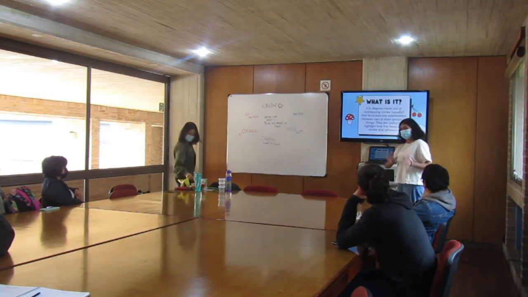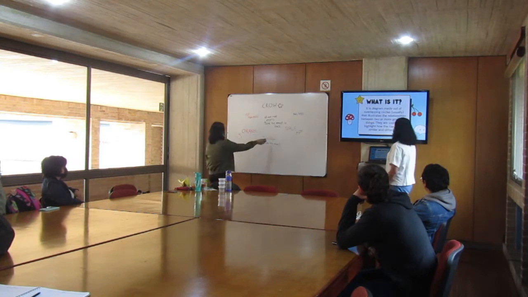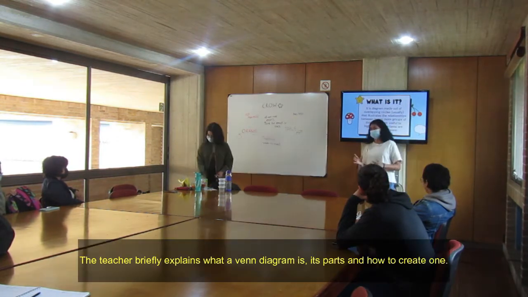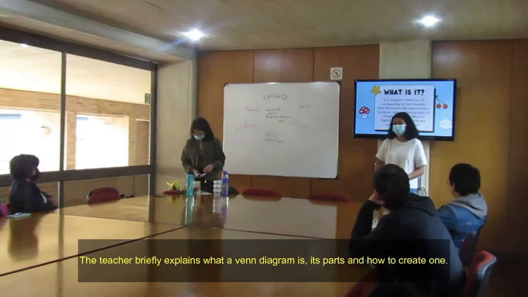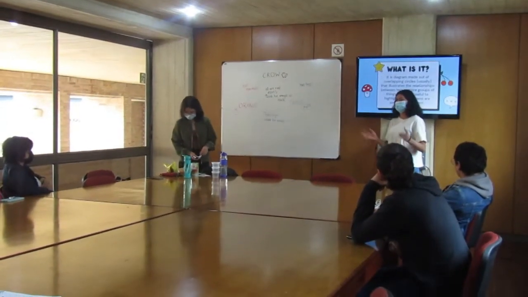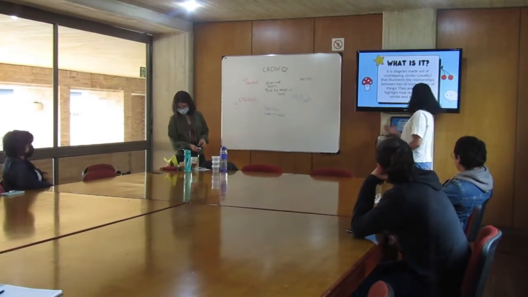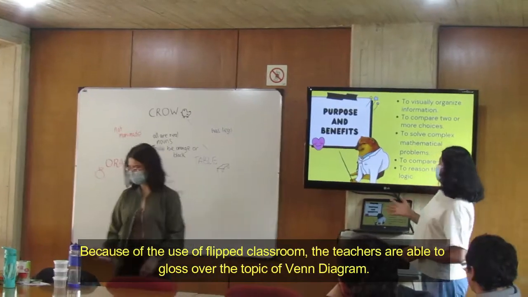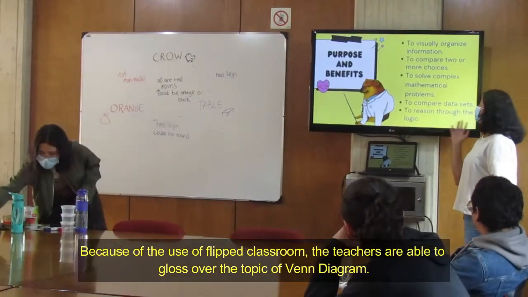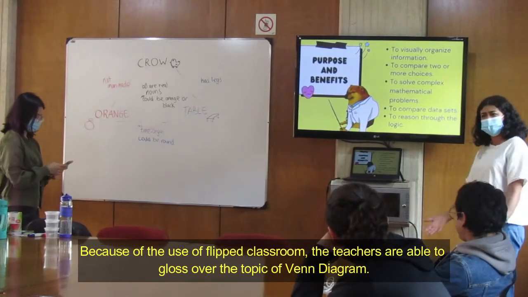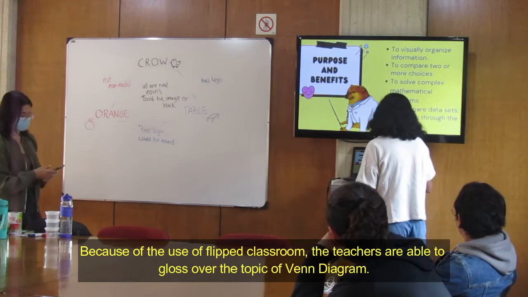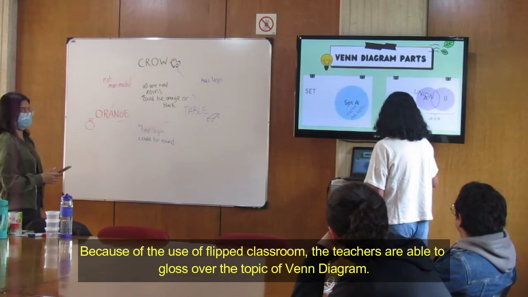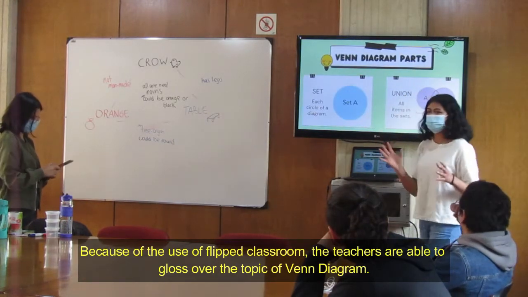We're not going to take a lot of time here because this is a review, but a Venn diagram is basically made out of circles, normally, and is useful to categorize things and compare them between their differences and similarities. Its purposes are to visually organize information, to make comparisons, which is the most useful one, to reason with logic, and to solve mathematical problems. And the Venn diagram has different parts.